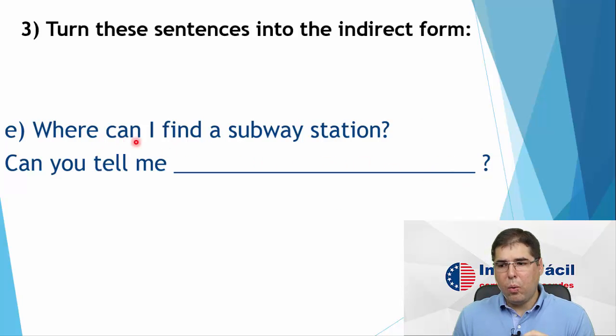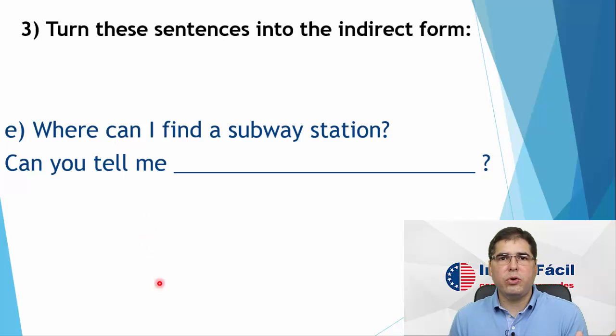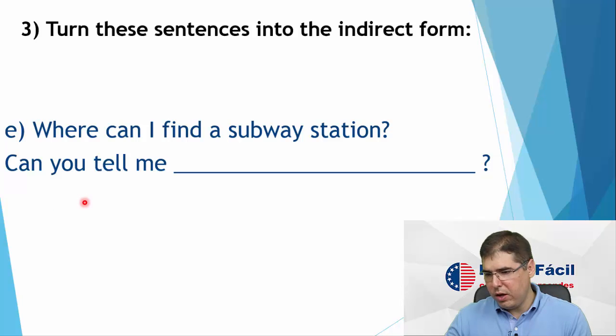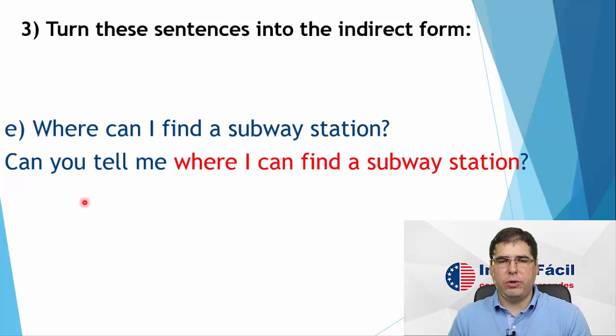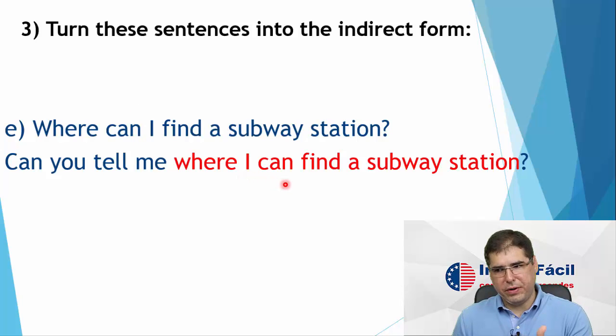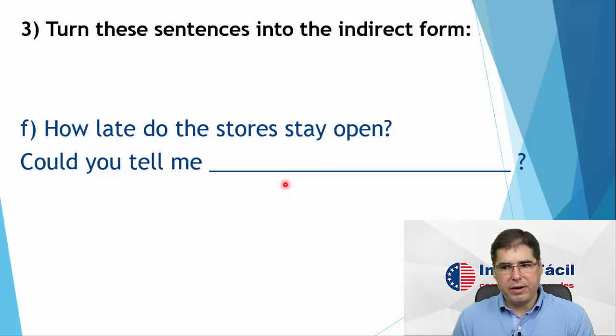Letter E. Where can I find a subway station? So here we have the verb can, right? Can does not need an auxiliary verb to ask the question, so we are just going to place it back in the affirmative position, right? So can you tell me where I can find a subway station? Okay, so can I, question. I can, affirmative, right?